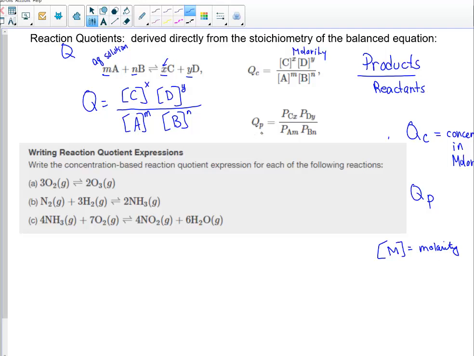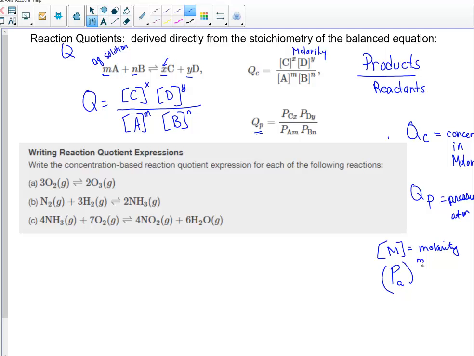Another type of reaction quotient relates to pressure. The other type of reaction quotient is P, where P stands for pressure of gaseous reactants and products, and those are going to be measured in atmospheres of pressure. So the partial pressure of A raised to some power of M, for instance. Partial pressures are how we measure gaseous reactants and products.